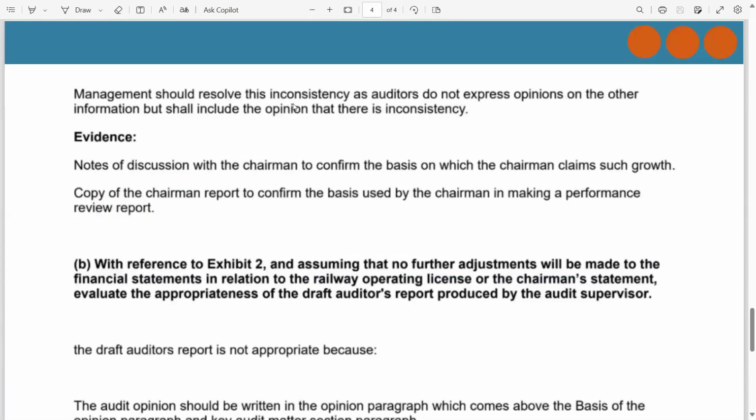Management should resolve this inconsistency, as auditors do not express opinions on the other information but shall include a statement that there is an inconsistency in the other information paragraph in the audit report. Evidence: notes of discussion with the chairman to confirm the basis on which the chairman claims such growth. Copy of the chairman's report to confirm the basis used by the chairman in making the performance review report.